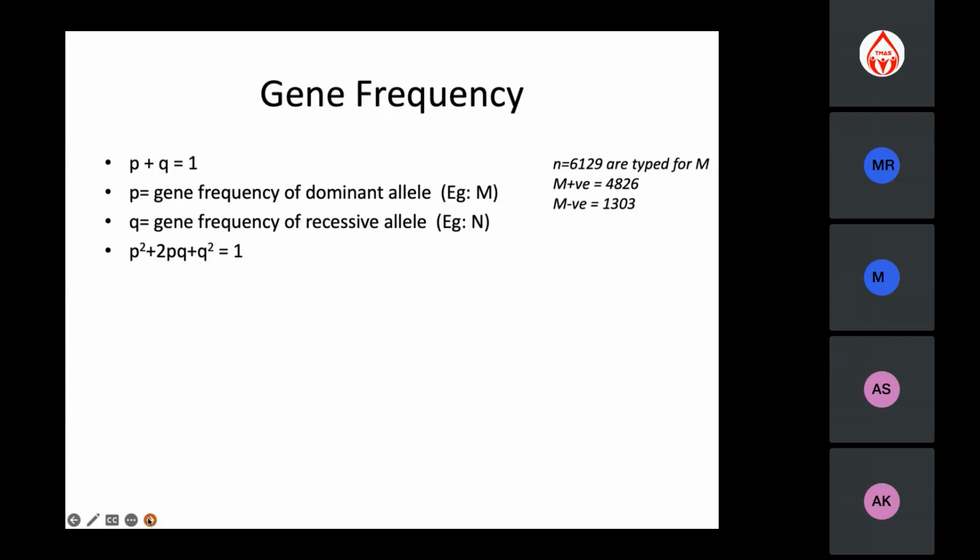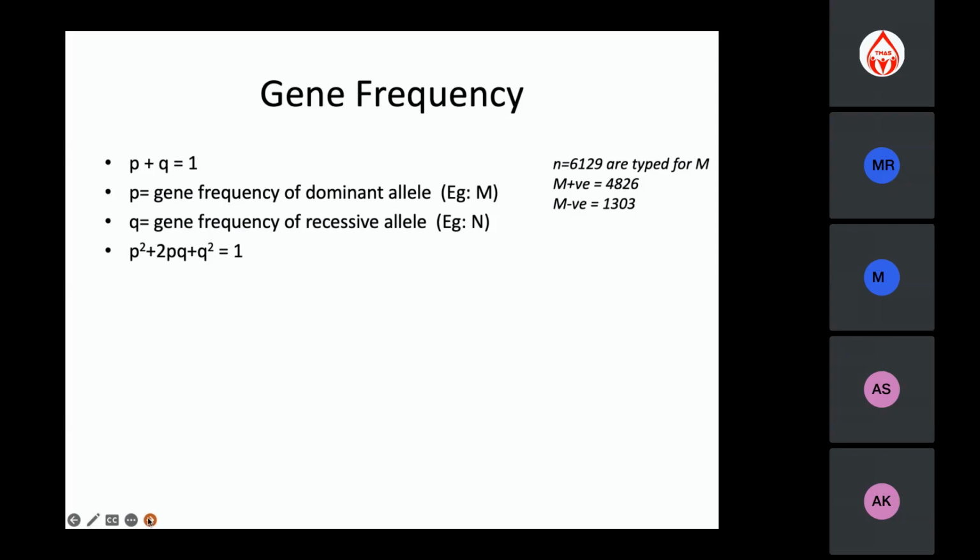P plus Q is equal to 1. So P stands for the gene frequency of the dominant allele. In this scenario, we use M allele as the dominant allele, and Q is the gene frequency for the recessive allele. So for us, N is the recessive allele. So the Hardy-Weinberg equation is P square plus 2PQ plus Q square is equal to 1.